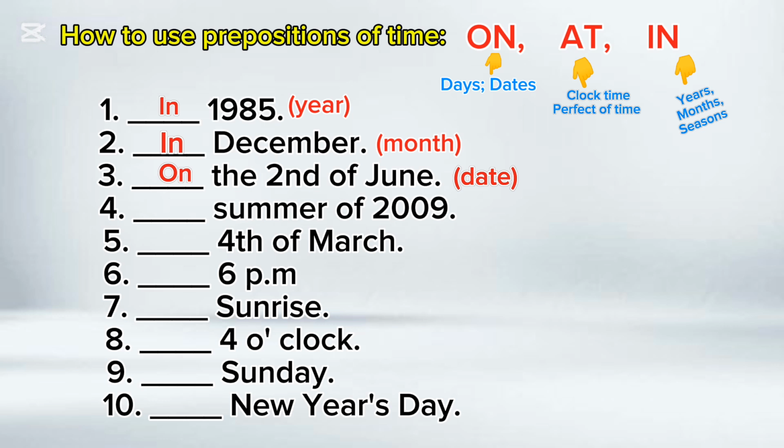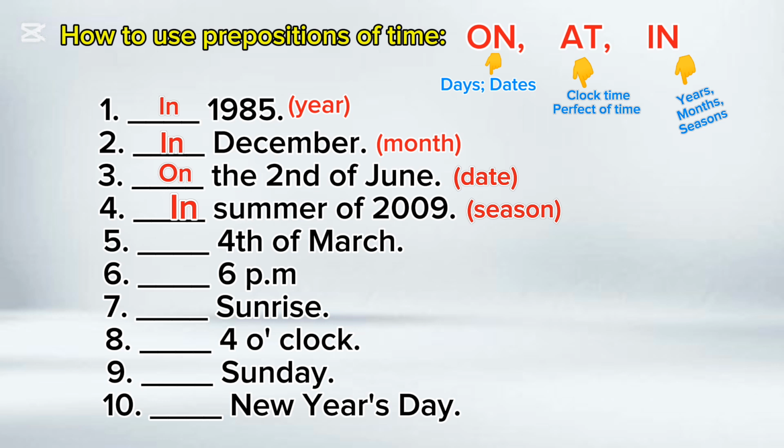Number 4, blank summer of 2009. Does this refer to a year or a season? If your answer is season, that's correct. So the answer is in summer of 2009.